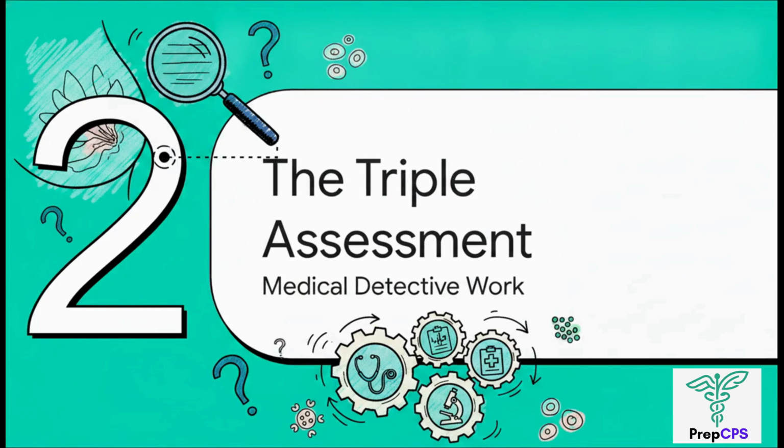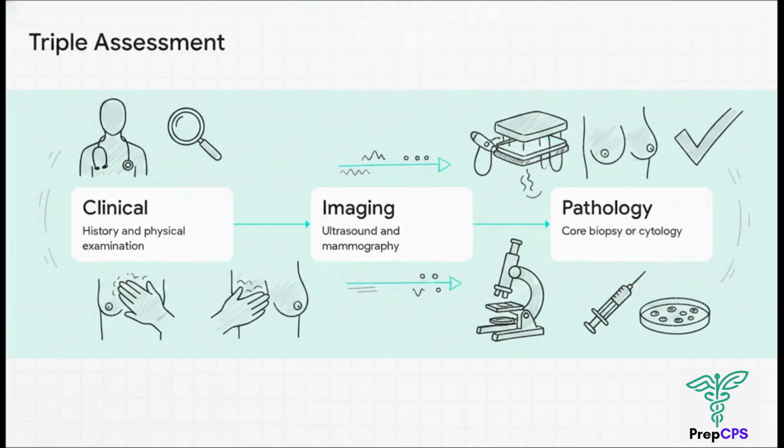Moving on to Section 2, the triple assessment. Think of this as high-level medical detective work. This three-step system is the absolute gold standard in breast diagnostics right now. Step 1 is clinical. That means taking a really detailed patient history and doing a thorough physical exam. Step 2 is imaging, using ultrasound or mammography to literally see beneath the skin. And step 3 is pathology, where a tiny bit of tissue is actually sampled, usually through a core biopsy. When you stack these three pillars together, the diagnostic accuracy approaches a staggering 99.9%. I mean, it leaves virtually zero room for error.